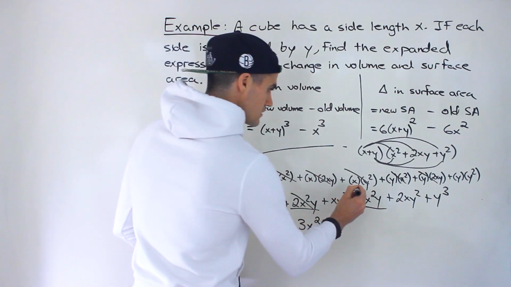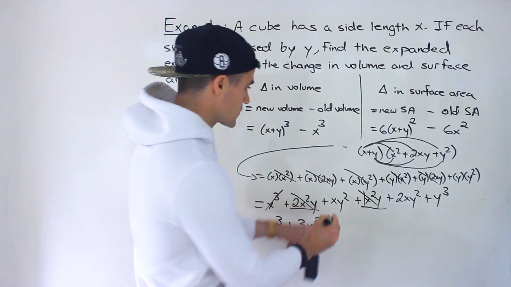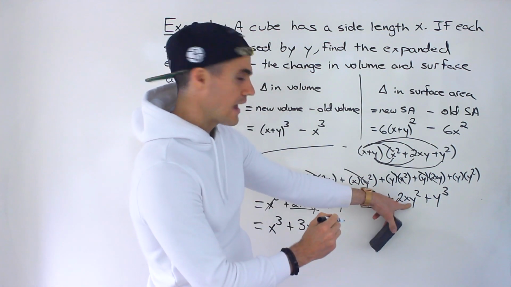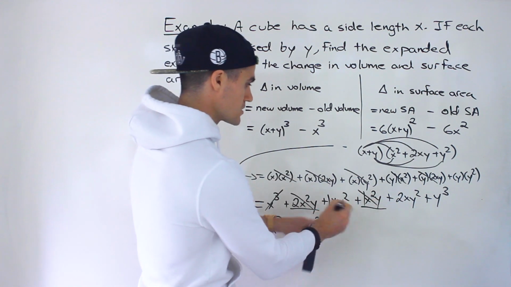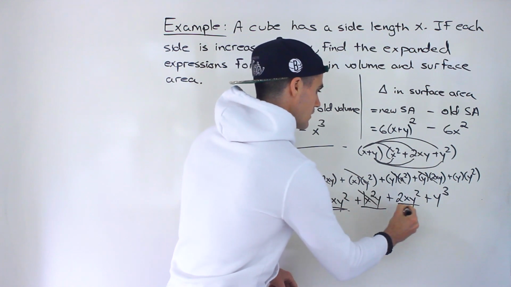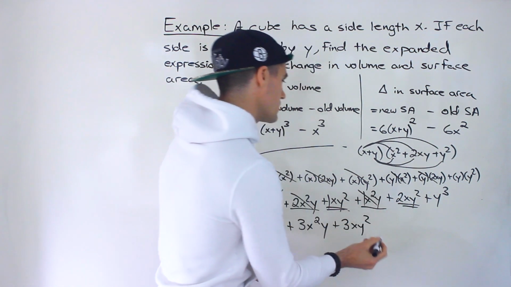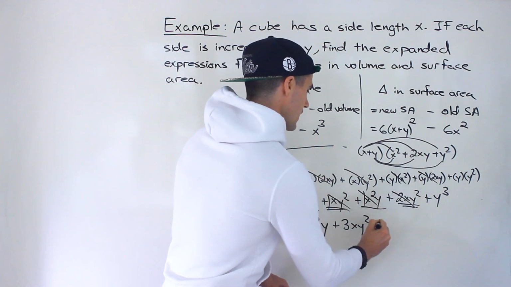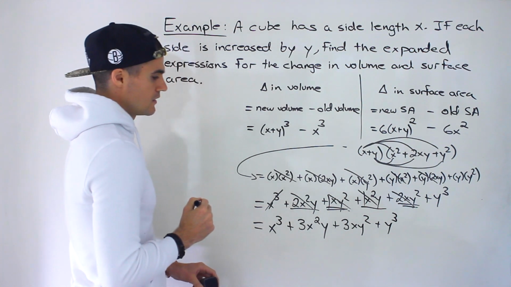So that and that go away. And then notice xy squared, it's like a plus 1, and then xy squared over here, right? The combinations of the exponents are the same. So this and this are like terms. That would give you 3xy squared. Those go away, and then we have the plus y cubed, like that.